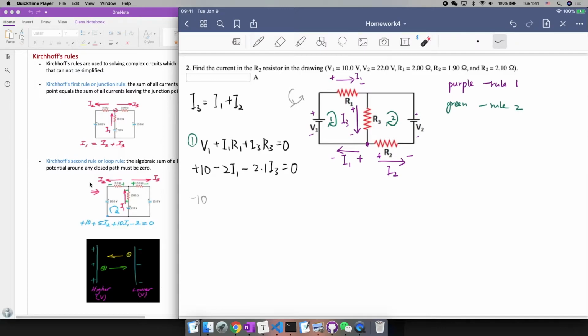And then this side, nothing. This side is a gain or loss? At this time, because the direction is different, it's a gain now, right? Because from negative to positive, from lower to higher, it is a gain now. So it's plus 2.1, R3, I3. And then this side, from lower to higher, it's a gain now. So it's plus 2.